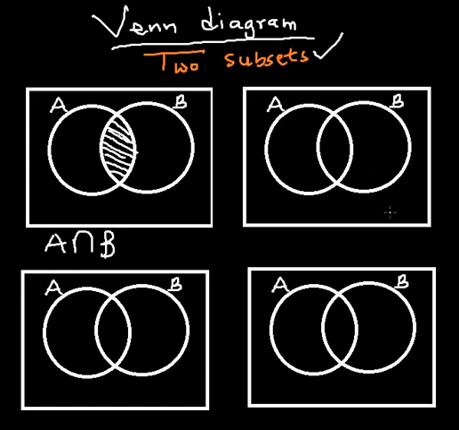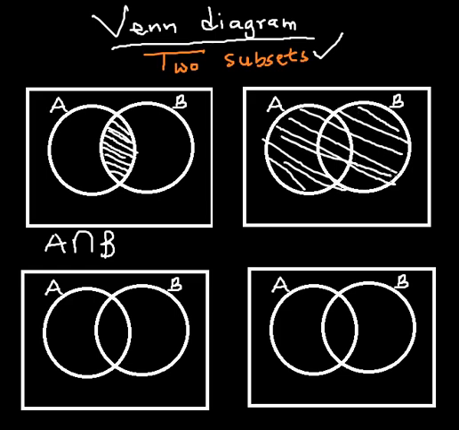Now let me shade everything, the A and the B circles. If I ask you what set operation I've just shaded, that is the union. This is going to be A union B.